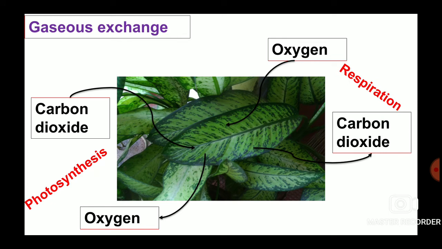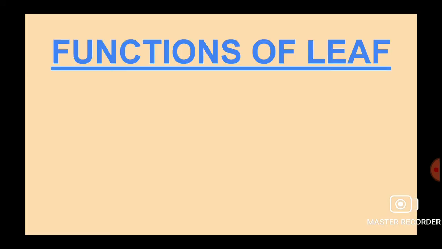So there are minute pores on leaves which are known as stomata, which help the leaves to perform this exchange of gases with the surroundings. First of all, for photosynthesis, where carbon dioxide is taken in and oxygen is given out. And secondly, for respiration, where oxygen is taken in and carbon dioxide is given out. So we have already seen the most important functions of leaves. So let us do a quick revision.